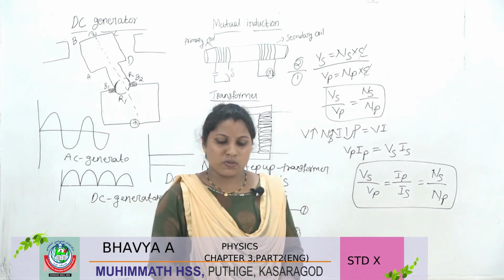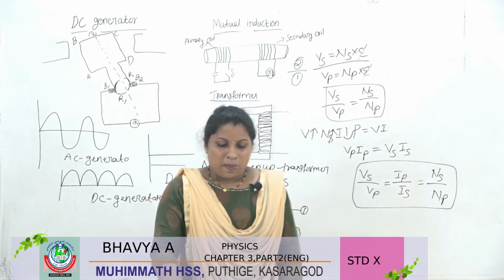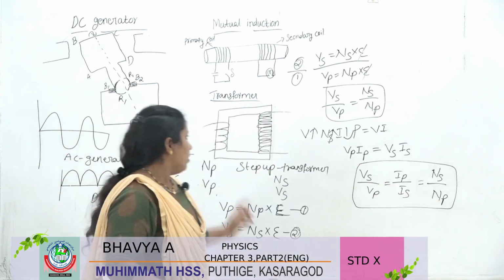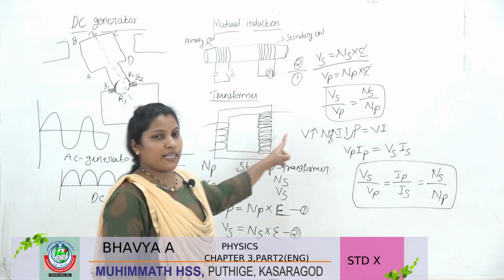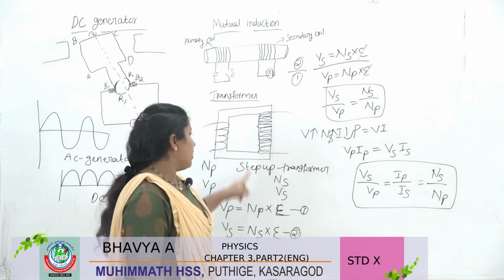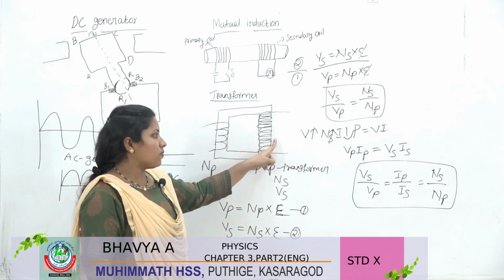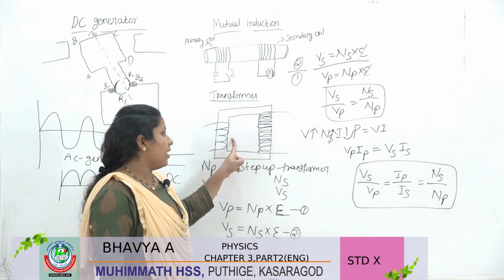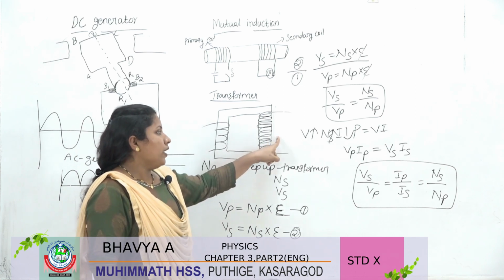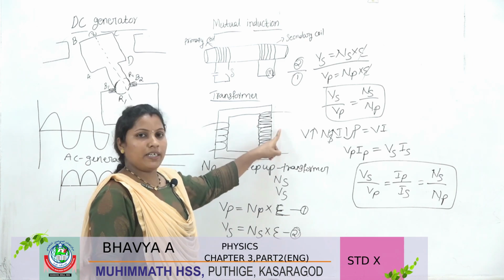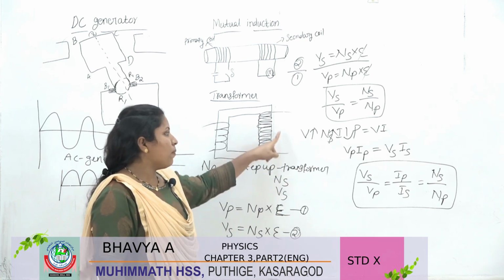This is the process going on in the secondary coil. The transformer has a primary and secondary coil. In step up, here the number of turns is less, and here the number of turns is greater than the primary. So here the voltage increases, current decreases, number of turns increases.